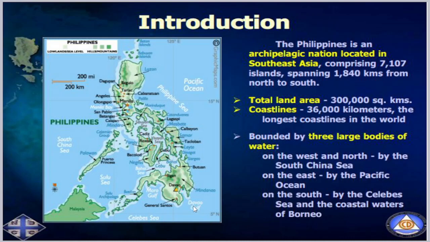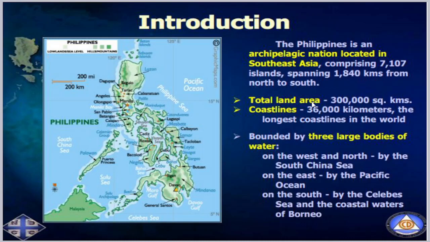Okay, this is the Philippines. Okay, so the Philippines is an archipelagic nation located in Southeast Asia. It is comprised of 7,107 islands, okay, spanning 1,840 kilometers from north to south. Okay, from north to south.